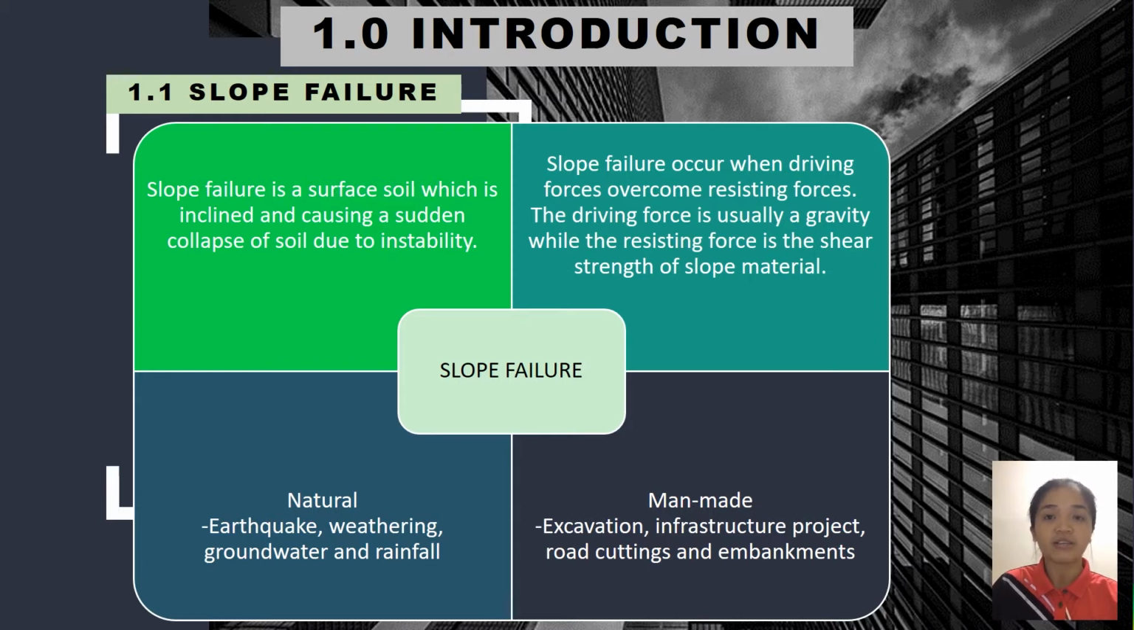This phenomenon has caused much destruction to human beings and the environment. Many people have lost their lives, and there has been property damage and economic disadvantage. There are two possible ways slope failure can occur, which are natural and man-made forces. Natural events refer to failure due to earthquake, weathering, groundwater, and rainfall, while man-made refers to activities such as excavation, infrastructure projects, road cutting, and embankment.